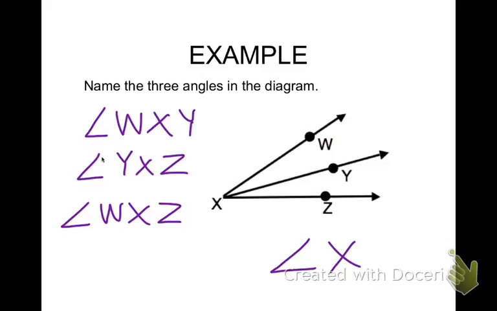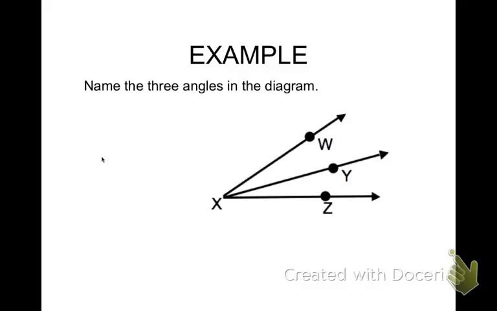The only time you can do just X is if this whole bottom half was gone and I was only left with that top half. Then you could say angle X and that would be correct. Okay? But it's not correct in this case because I have more than one angle happening. All right? Okay, so now let's talk about how to measure angles.